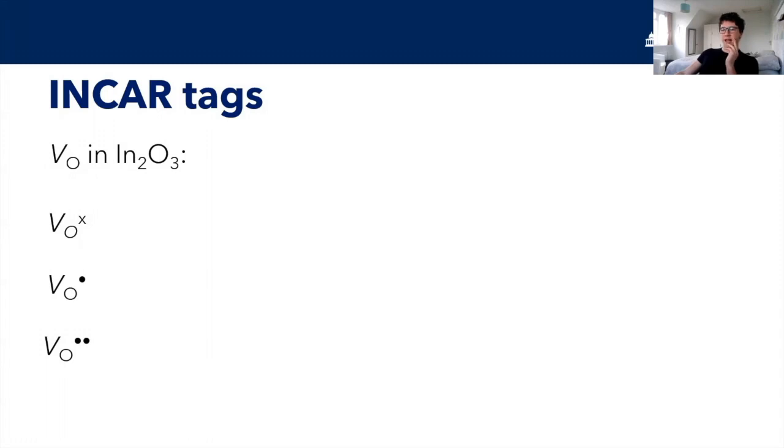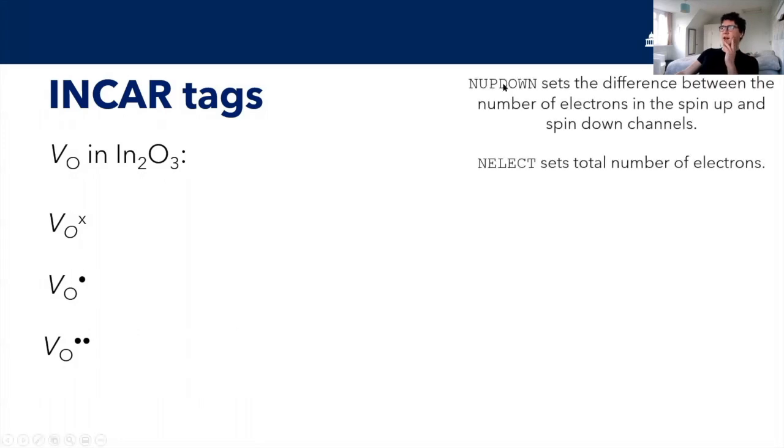We can then consider the tags that we have to change in order to tell VASP that this is actually what we've done. And these 2 tags are NUPDOWN and NELECT. So NUPDOWN sets the difference between the number of electrons in the spin up and spin down channels. And NELECT sets the total number of electrons.